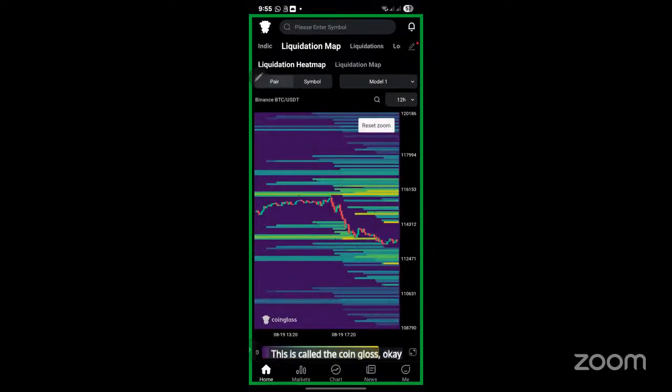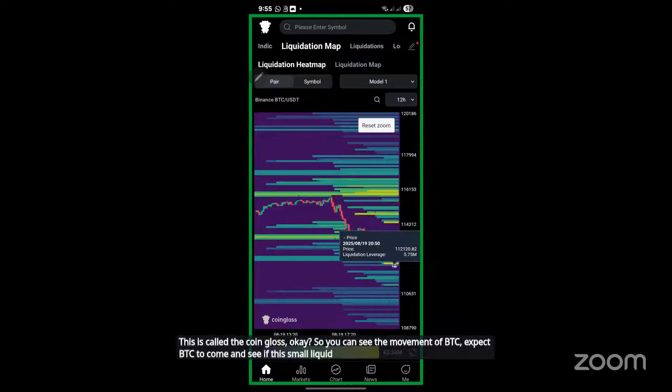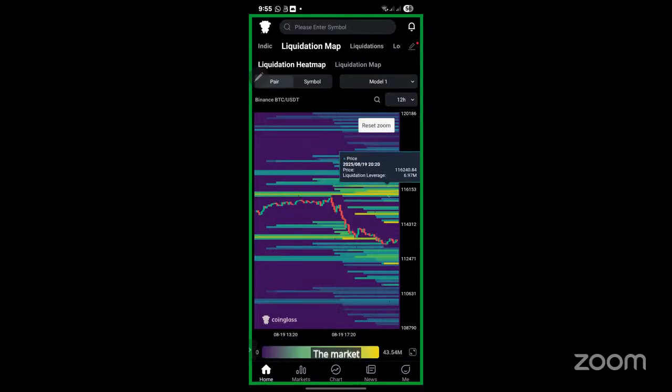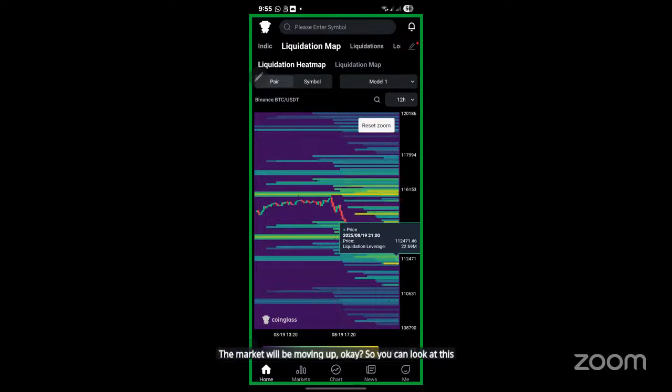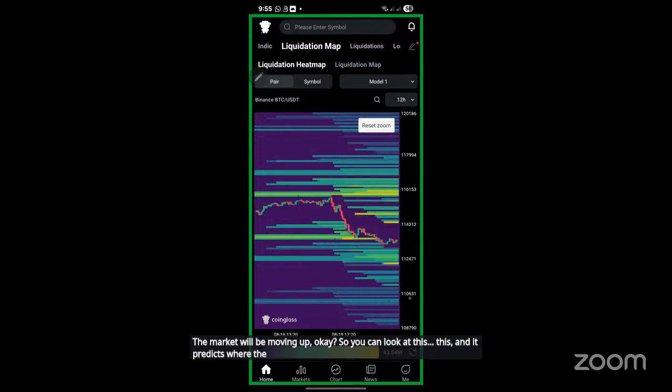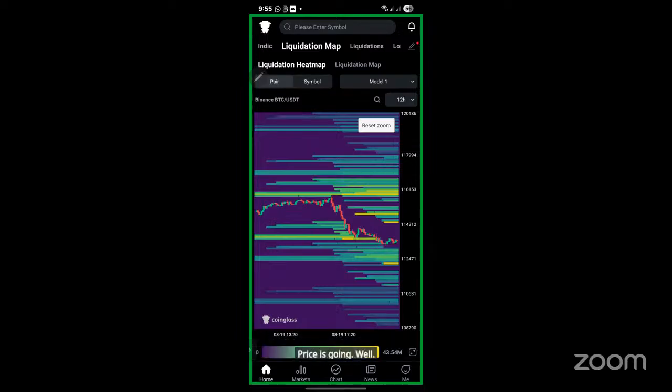Okay. So you can see the movement of BTC. Expect BTC to come and sweep out this small liquidity here. Then after sweeping it up, it comes back and fetches this one, and the market will be moving up. So you can look at this and it predicts where price is going on BTC, and how it is likely to affect the entire market.